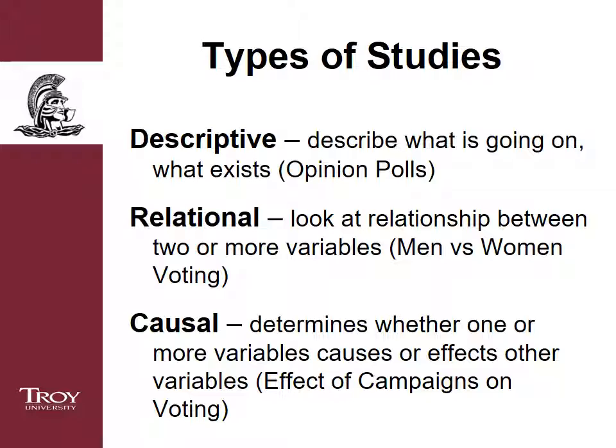We also might take it a step farther and look for a particular type of relationship. That's a relationship that's causality, right? We want to know whether one or more variables causes or affects other variables. We could look at gender in that sense, but we might also want to look at effects of campaigns on voting. I use that as an example because there's a really important question out there. Do campaigns actually make any difference, right? Does the campaign make any difference?